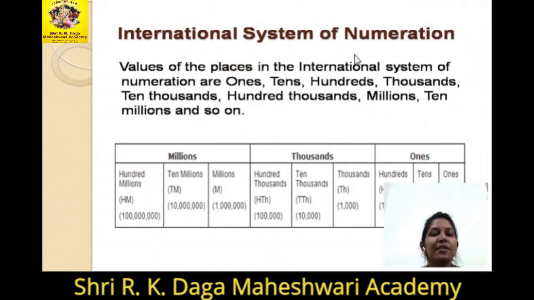Now International System of Numeration. In this system, values of the places in the International System of Numeration are ones, tens, hundreds, then thousands, 10,000s, 100,000s, and then millions, 10 millions, and so on.